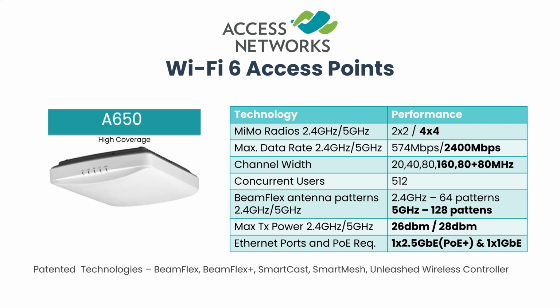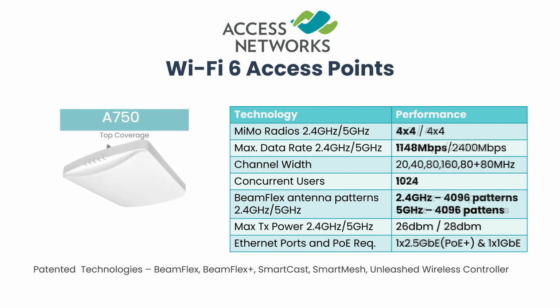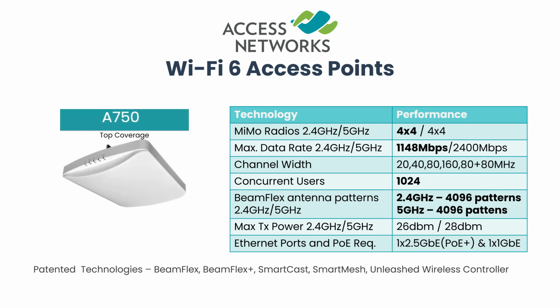The transmit power stayed the same on 2.4, but we went up to 28 dBm now on 5 gig. A little more power increase, we're still there. And because of the possible higher connection rates now, we jumped up to a 2.5 gig Ethernet port on the 650. The 750, this is the flagship model. This is a 4x4 on both bands. You can see it increases 2.4 up to that same max, 1148. The concurrent users jumps up to 1,024.